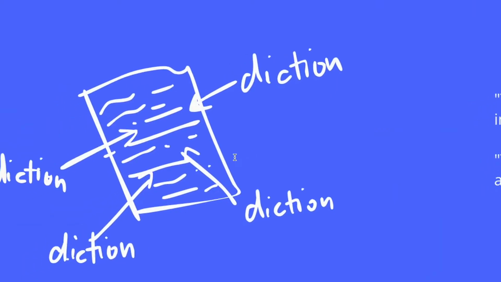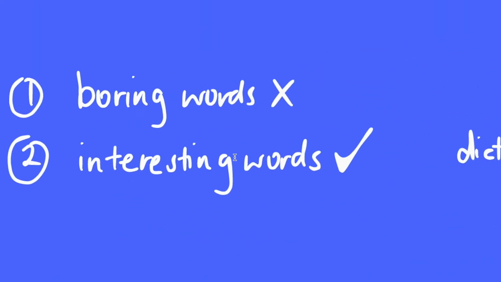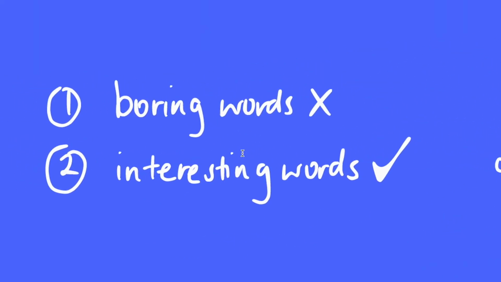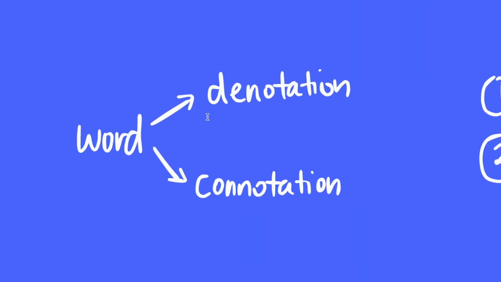All right, so now the problem is obviously everything on a page in an exam, in a text, technically counts as diction, doesn't it? Everything, all the words, they count as diction. So the problem is obviously we can't analyze all of them. And that's why we have 2 simple rules for analyzing diction. Number 1, never analyze boring words. And number 2, the opposite, always analyze interesting words. And so the question is, how do we actually tell if a word is interesting or boring and therefore not worthy of analysis? And to figure this out, we need to know about 2 things.